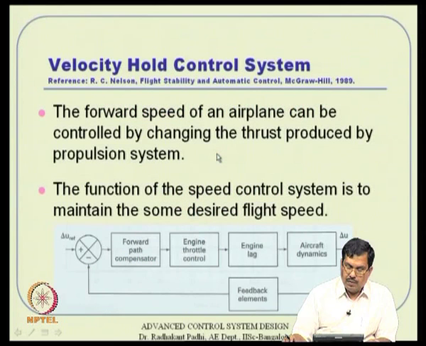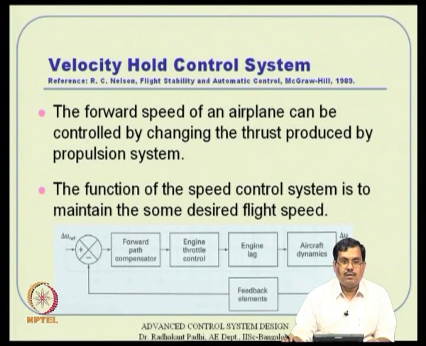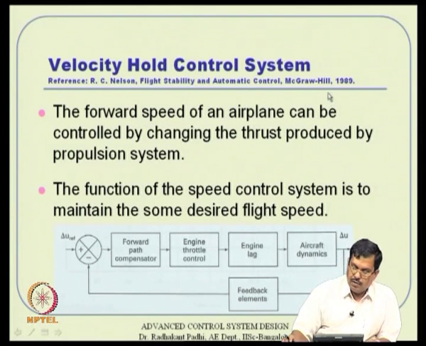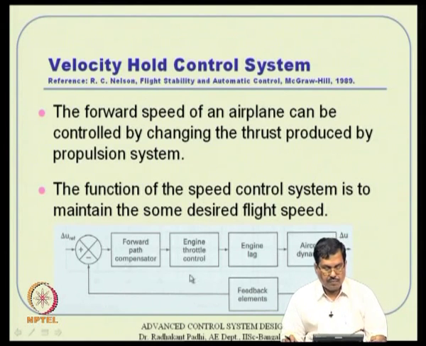So the first thing that comes to mind is the velocity hold control system. This is the speed control system basically. This entire class material is taken from this book. It is a nice book as far as automatic control application for flight control is concerned. It is by R.C. Nelson from McGraw-Hill in 1989, but I think there is a newer version also available. So if you want, you can buy the book also. It is a good book to buy.